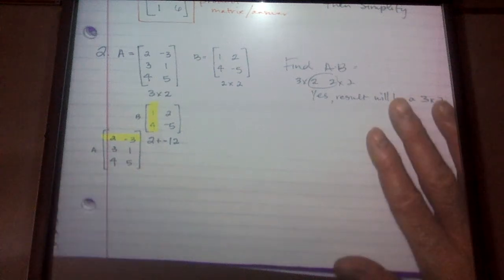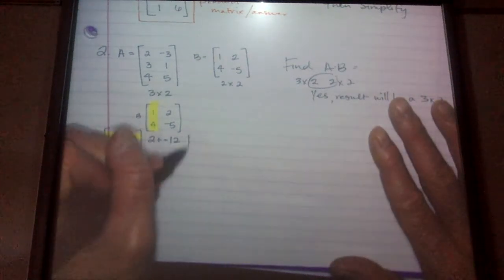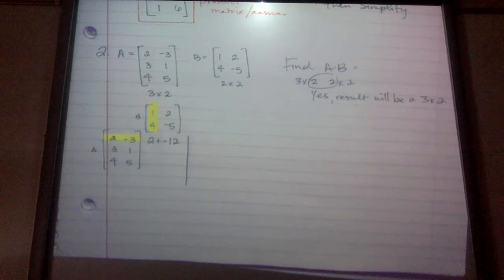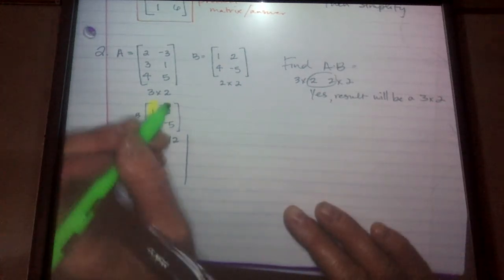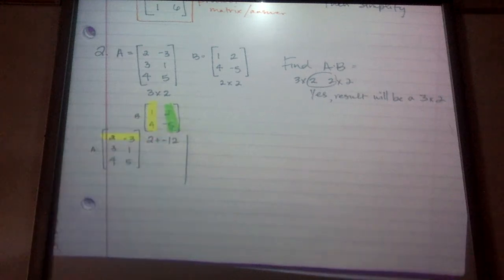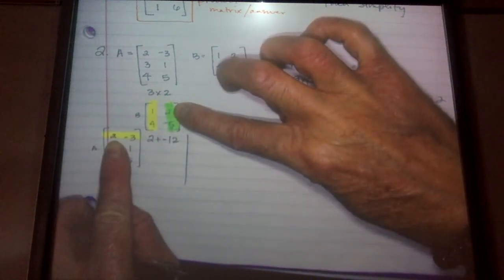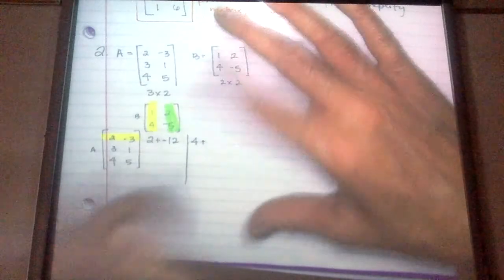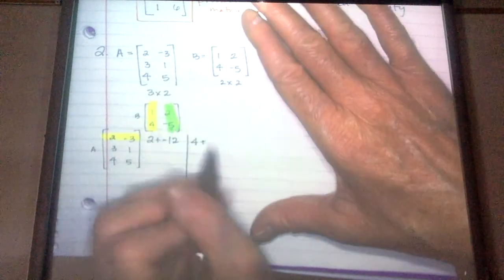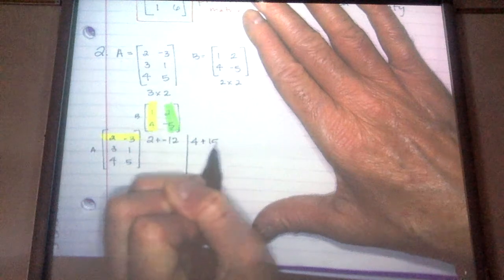Okay, and we're done with that spot. I'm going to draw a column here. I'm now going to do the first row times the second column. So the product of the first two numbers is 4 plus negative 3 times negative 5 is 15.